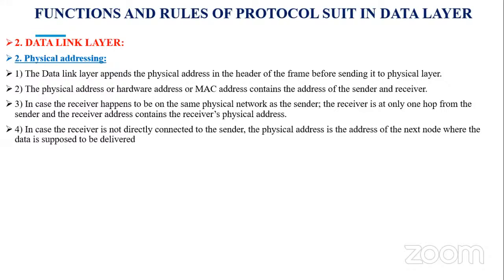The data link layer will append my device's MAC address, the physical address. If the receiver's device is connected directly, I'll get the physical address of the receiver. If that is not connected, then my device will take the address of the next device. That means the information from my device will reach the router, and that router's address it will append. Two addresses will be added: the physical address of my device, and the receiver's destination address.